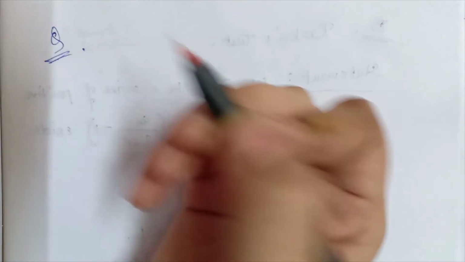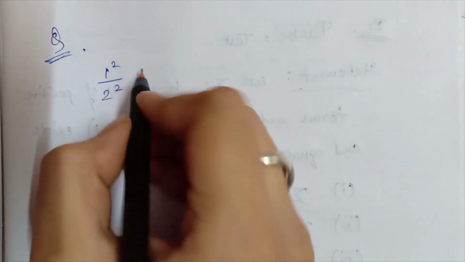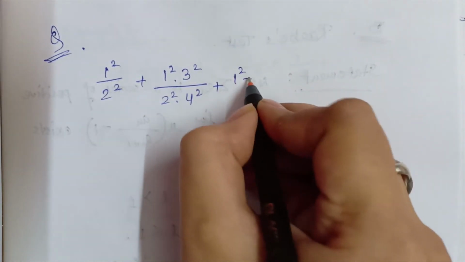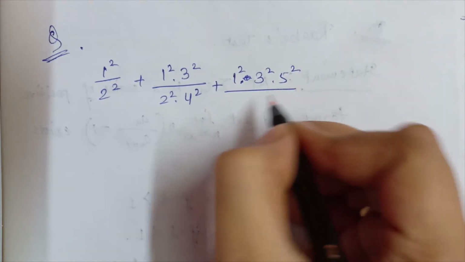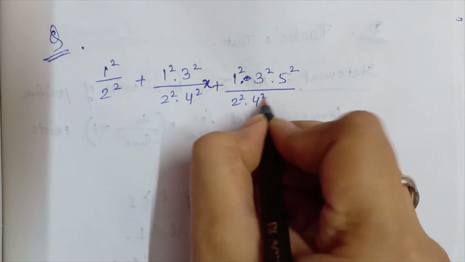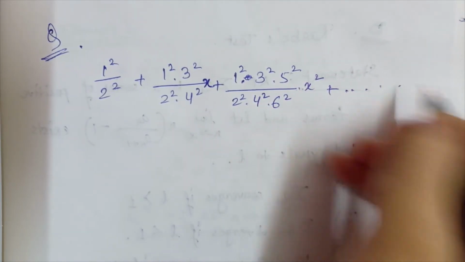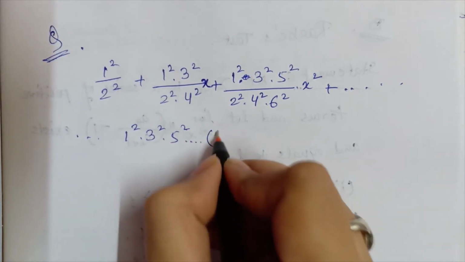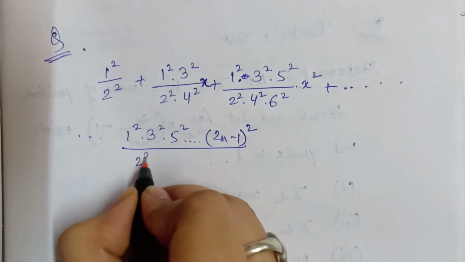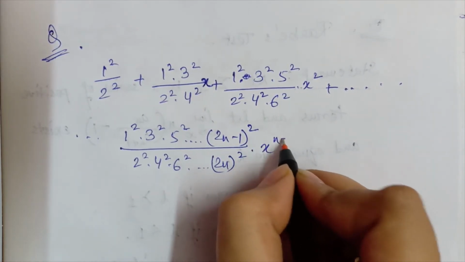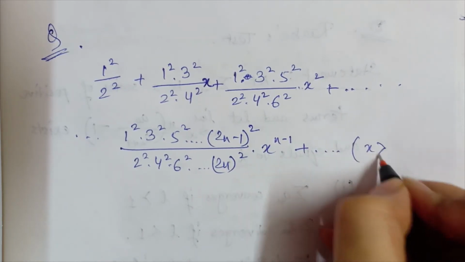we are given a series and we need to investigate the convergence of it. The series is 1 square by 2 square plus 1 square into 3 square by 2 square into 4 square plus 1 square into 3 square into 5 square by 2 square into 4 square into 6 square into x square, plus this goes on till 1 square into 3 square into 5 square till 2n minus 1 whole square by 2 square into 4 square into 6 square till 2n whole square into x to the power n minus 1. This continues where x is greater than 0.